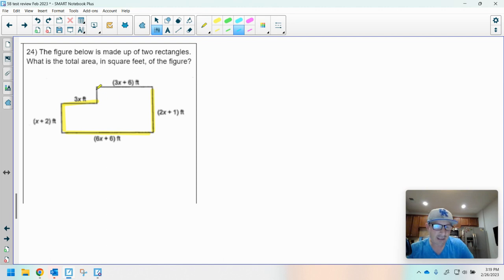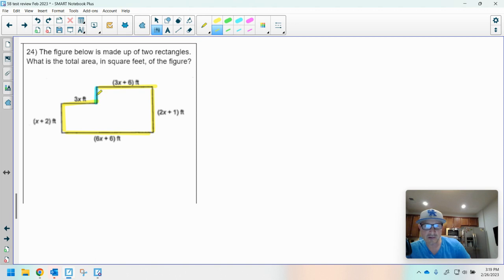But we do not have this side right here, if you notice. And we do have this over here. So we are missing something over here that we have to figure out. Okay, so let's get the total.